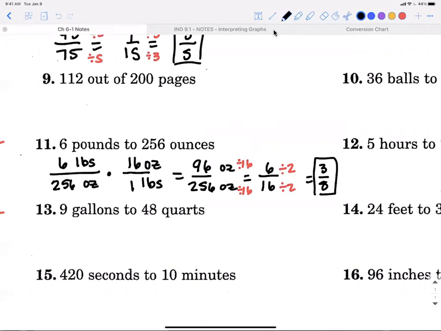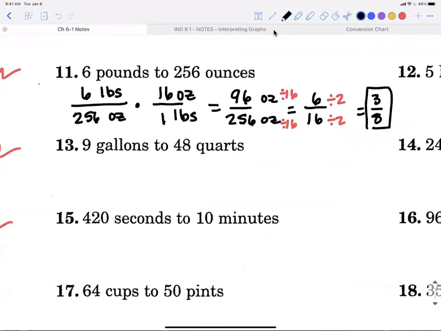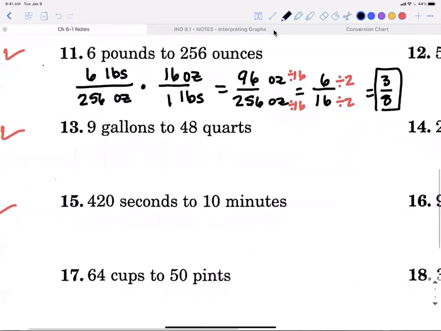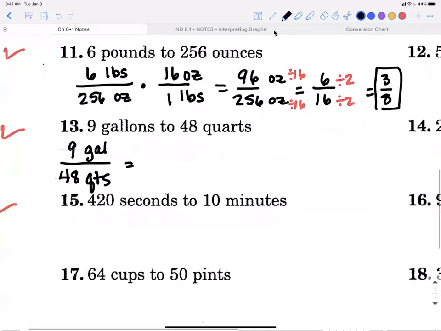All right. Let's do number 13 here. We're doing gallons to quarts. So we're going to have to do a little bit of conversion, but that's all right. I have a conversion chart. So we've got 9 gallons to every 48 quarts. Okay. 9 gallons to every 48 quarts. Anybody know which one's bigger? Gallons or quarts? Gallons is bigger, which means I want to find a conversion that gives me 1 on my gallons, right? So my goal is to find a 1 gallon conversion to so many quarts here.